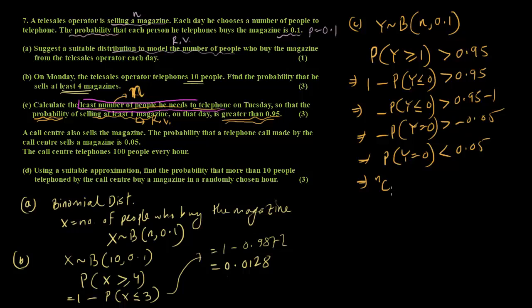So nC0 × (1 − p)^(n−0) × p^0 < 0.05. nC0 is 1, and 0.1 to the power 0 is 1. So 1 minus 0.1 is 0.9, and we get 0.9^n < 0.05. Now what you have to remember for this particular sum is the rule of logarithm.